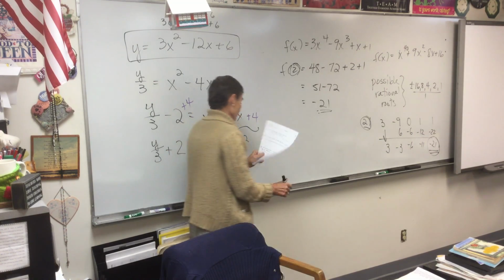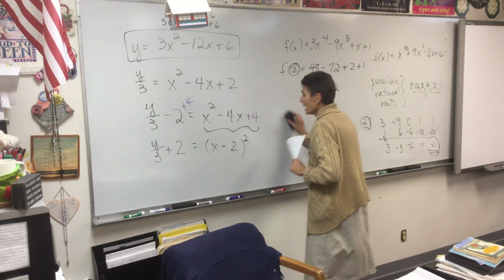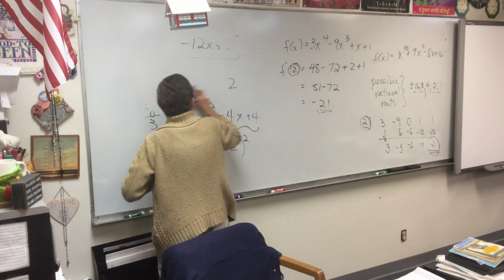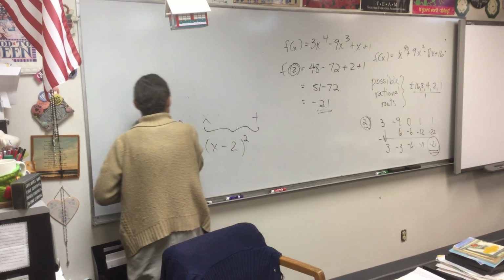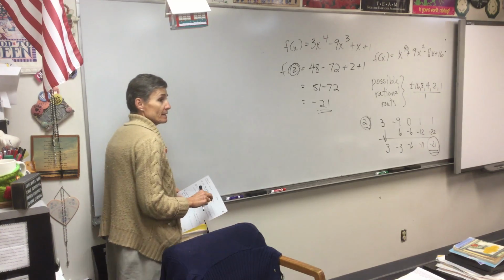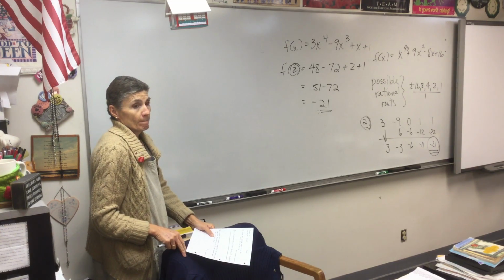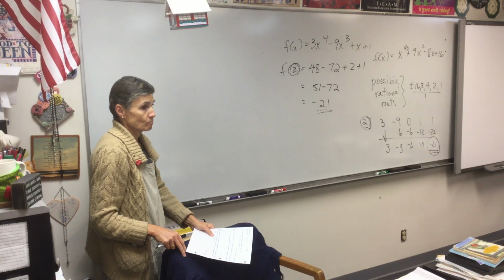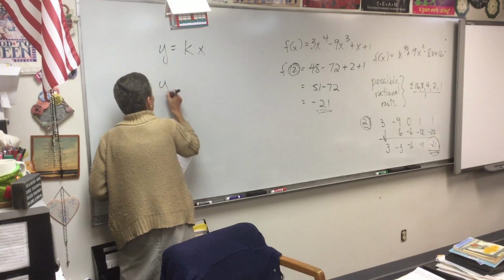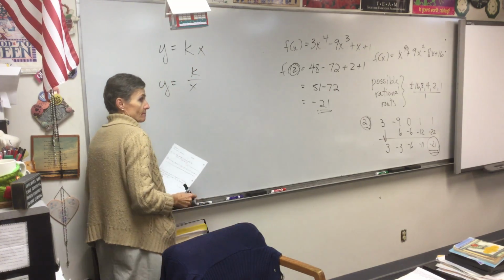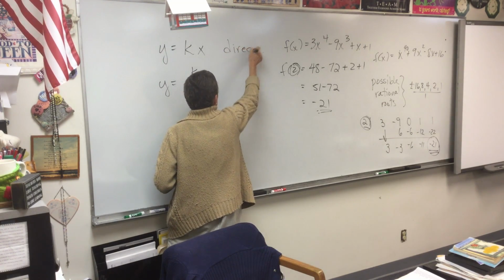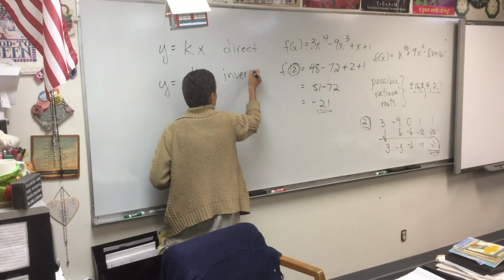All right, and finally number 3. This was a conversation we had a few days ago. Anybody remember anything about varies directly? What does that mean? We have 2 choices. y equals kx and y equals k over x. This one is direct. This one is inverse.